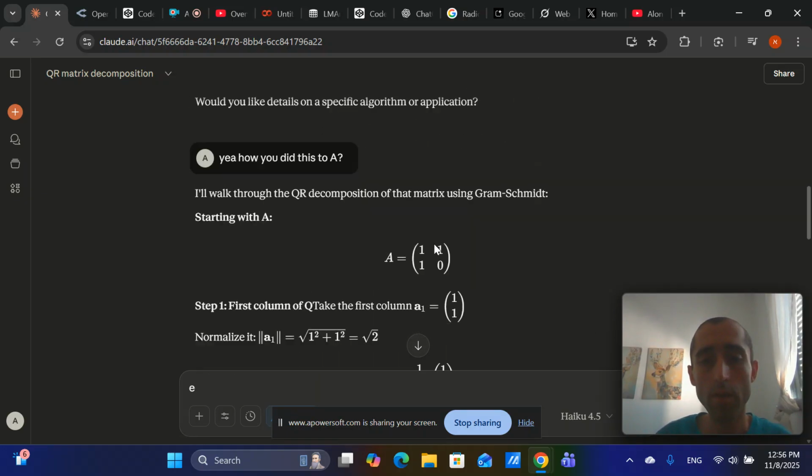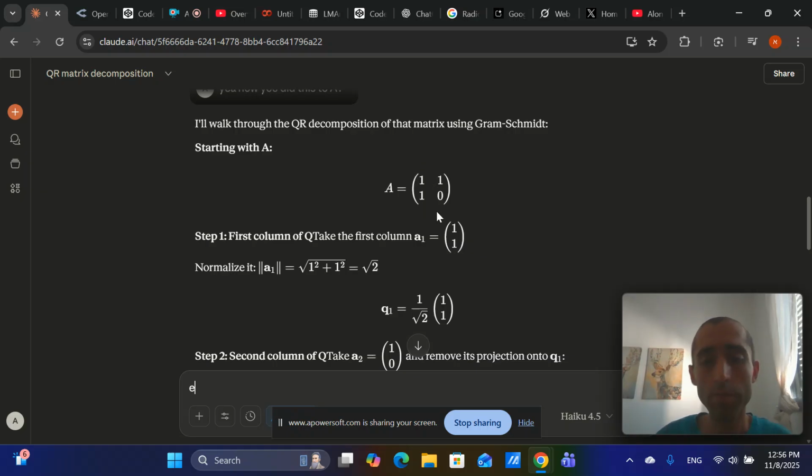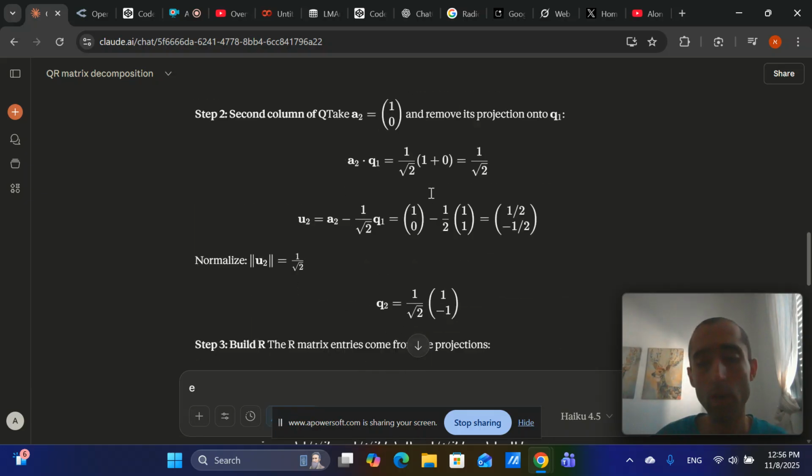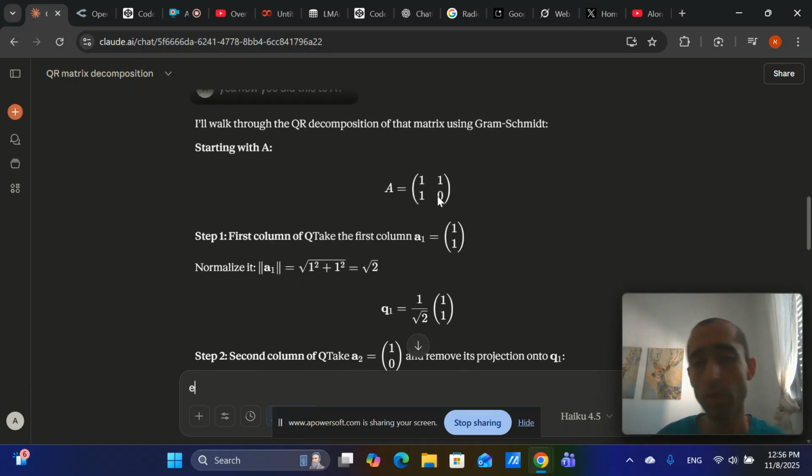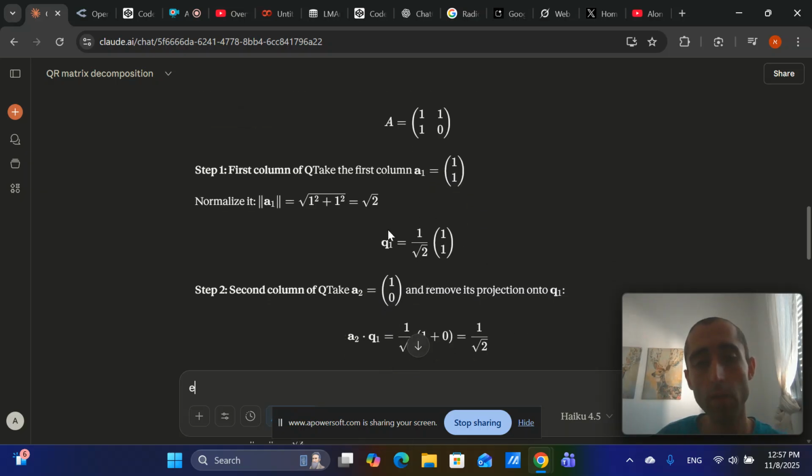Again, let's take this matrix A, 1, 1, 1, 0. Let's take the first column. This will be the first column of our Q matrix after we normalize it, because we need orthonormal columns. So we take the first column from A, which is this one, A1, and we normalize it using its norm. Dividing A1 by its norm, which is square root of 2, gives us this one. This is the normalized first column, and we call it Q1. This will be the first column of our matrix Q.